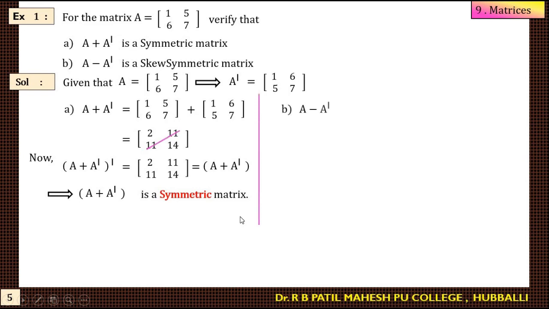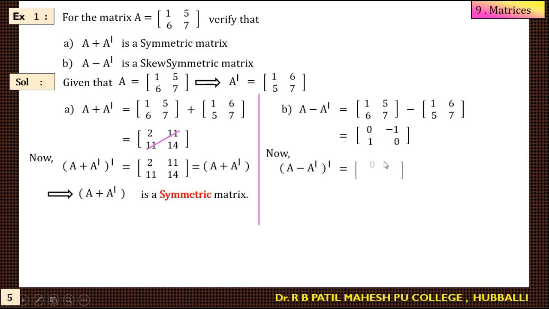So that means this A plus A dash is now a symmetric matrix. In the same way, second verification, A minus A dash. Find it out: A matrix minus A dash matrix. Subtracting: 1 minus 1 is 0, 5 minus 6 is minus 1, 6 minus 5 is 1, 7 minus 7 is 0. Now clearly this is skew symmetric. Without finding its transpose, we can say very easily it is A minus A dash.